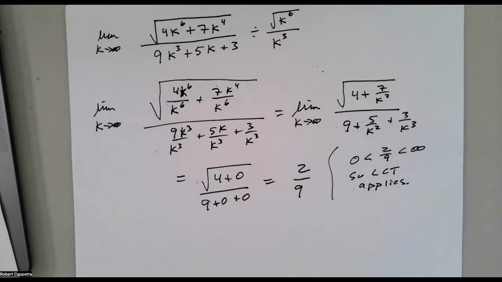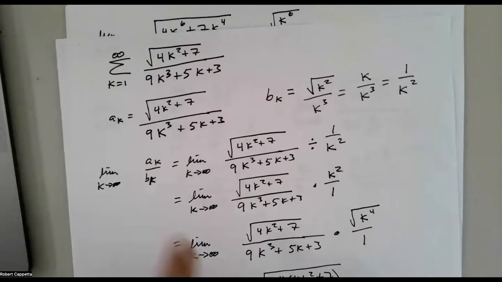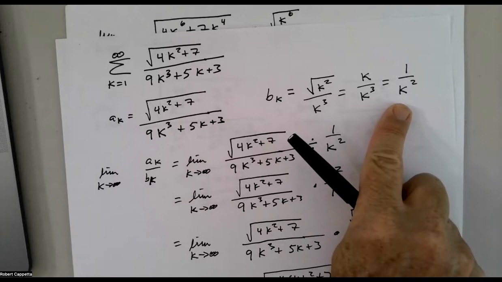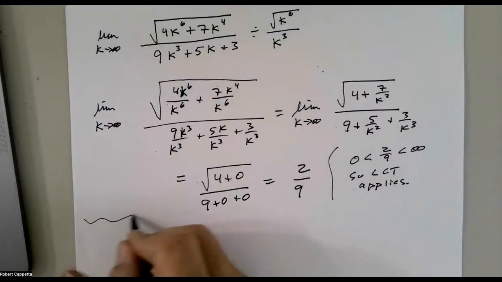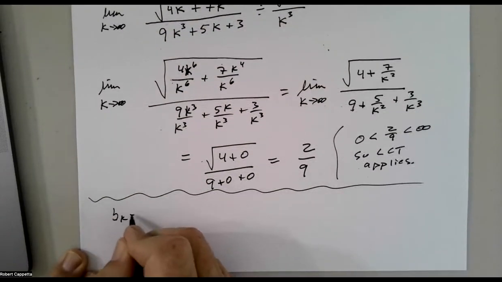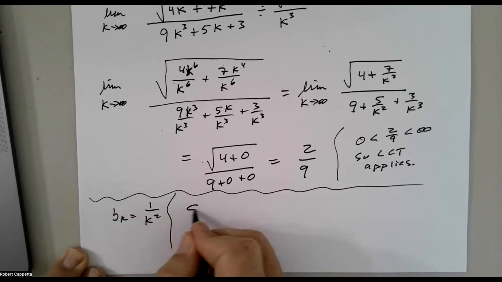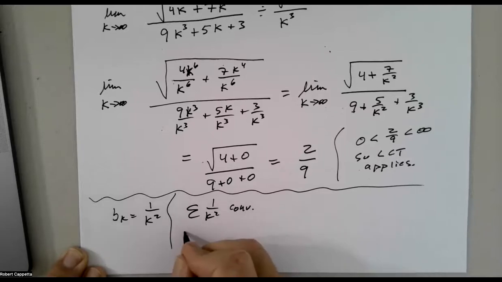So let's go back and look at our first page. What were our two series? We had this thing, the a sub k, and we had this thing, b sub k. b sub k is a sum of 1 over k squared. That converges. So what can we say? b sub k is 1 over k squared. So the sum of 1 over k squared converges by what test? By the p-series test.